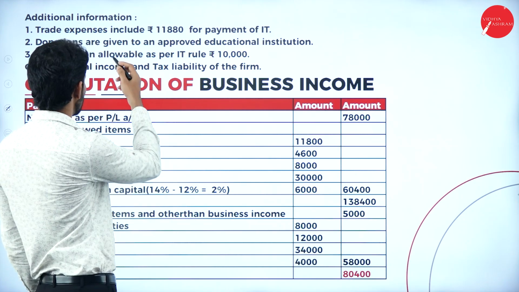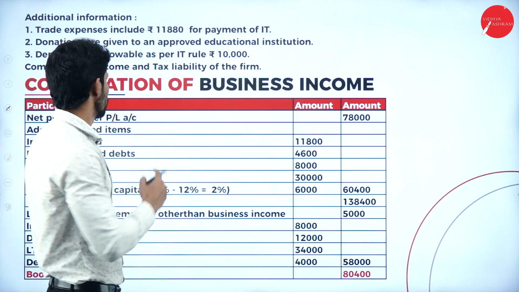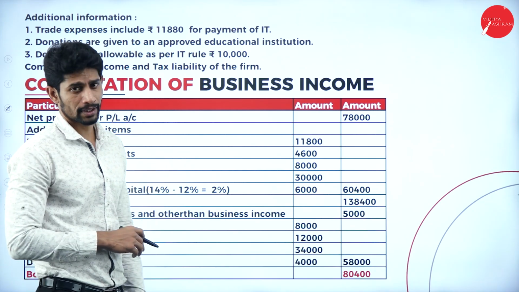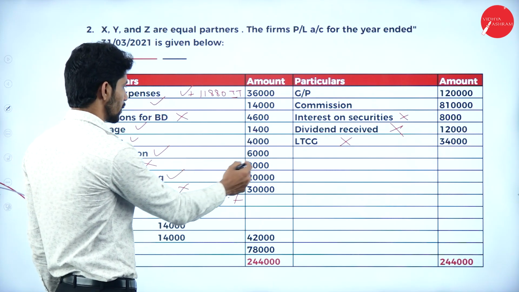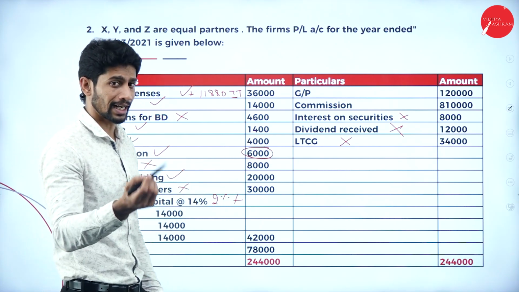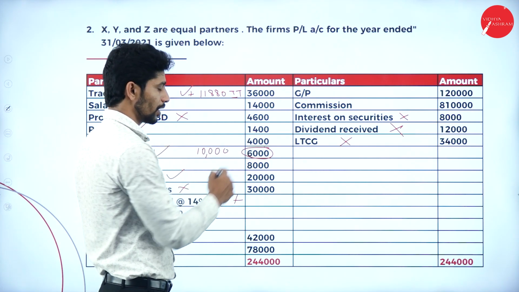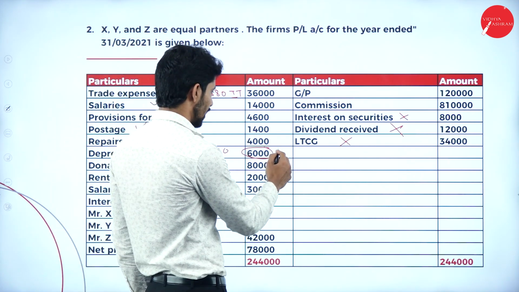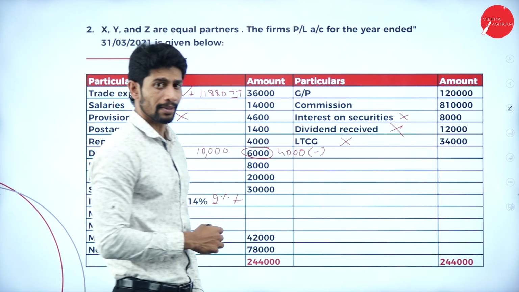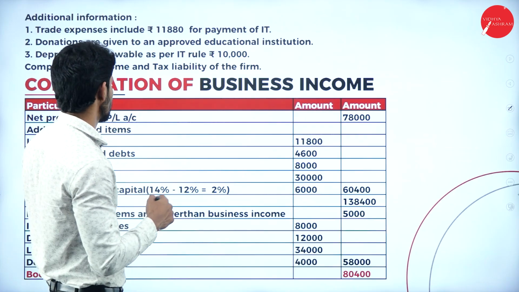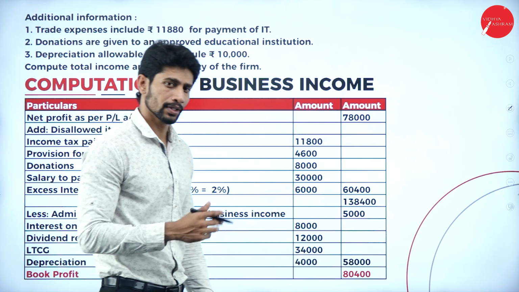So next adjustment, donation given to an approved educational institution. Fine, we will be giving the deduction. Next, depreciation allowable as per the IT rule is rupees 10,000. So what is the depreciation claimed by the SSE? It is rupees 6,000. You can claim 10,000, but how much he claimed? He claimed only 6,000. Still he can claim 4,000 rupees. So what we will do? We are going to deduct this from net profit. Next adjustment, that's it.